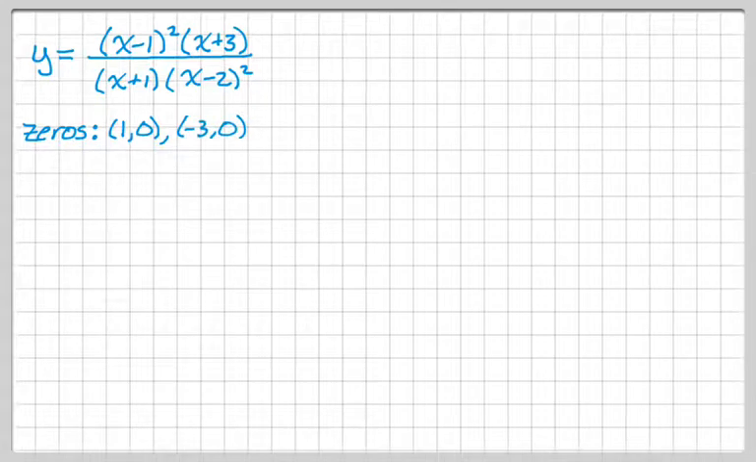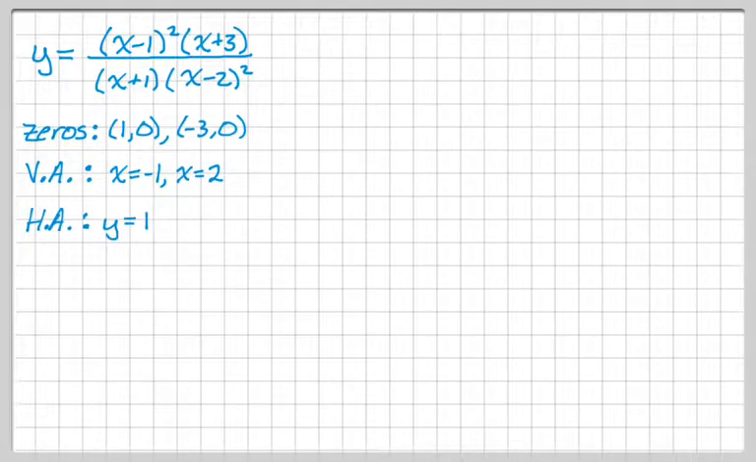Now I'm going to look for the vertical asymptotes. The vertical asymptotes are going to be x equals negative 1 and x equals 2. I'm going to look for the horizontal asymptote. The degree of the numerator and denominator are the same. They're both third degree, and the coefficient of x cubed is 1 in both cases. So the ratio is 1. And then I'm going to find the y-intercept. The y-intercept is 0, 3/4.